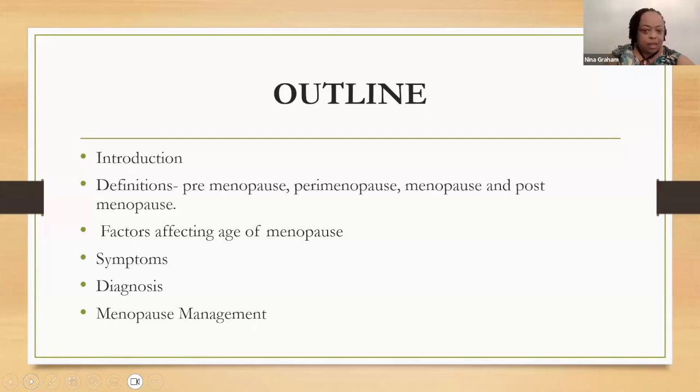So we just run through that quickly. And I'll just list some of the factors that may affect the age at which you experience menopause. We'll go through some of the symptoms, how you diagnose menopause, and basically menopause management. Menopause management is the longest part. We'll go through lifestyle changes, some of the supplements, and pharmacologic management. So I'm going to try and get through all of that.